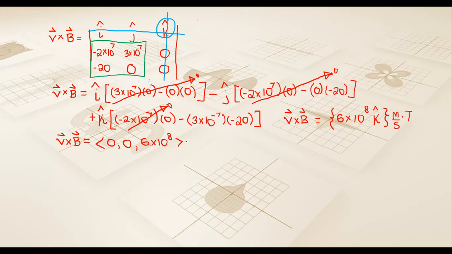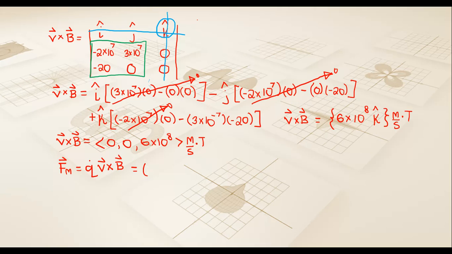Okay, and then the units would be meters per second times Tesla. Now, the question doesn't want me just to calculate V cross B, it wants me to calculate the magnetic deflecting force. The magnetic deflecting force Fm is equal to Q multiplied by the cross product of V cross B. Okay, this would be equal to, what's the value of Q?